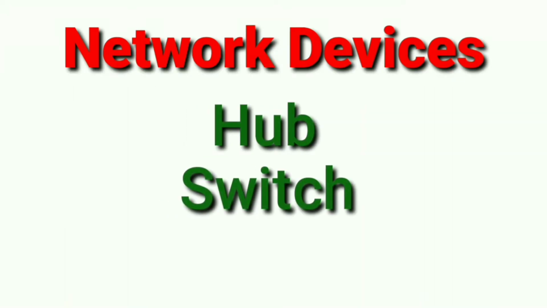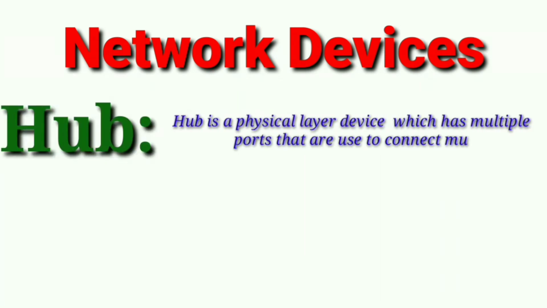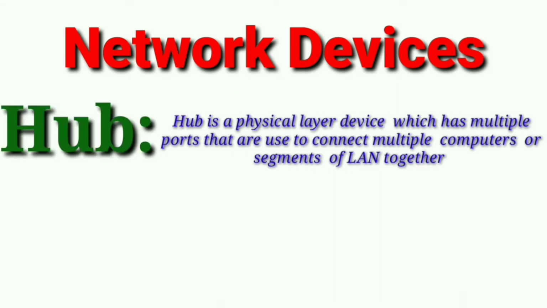Now you need a hub, switch or router to connect to other computers. A hub is a physical layer device which has multiple ports that are used to connect multiple computers or segments of a LAN together. The data is transferred in packets on the computer network. So when a host sends a data packet to a network hub, the hub copies the data packet to all of the ports it is connected to. Like this, all the ports know about the data, and the port for whom the packet is intended claims the packet.